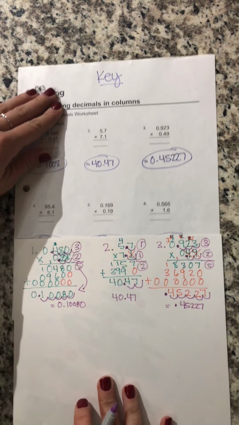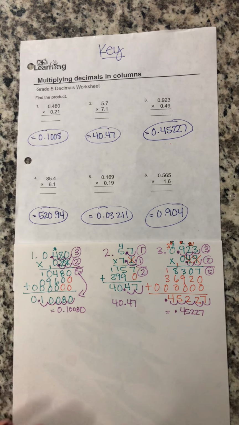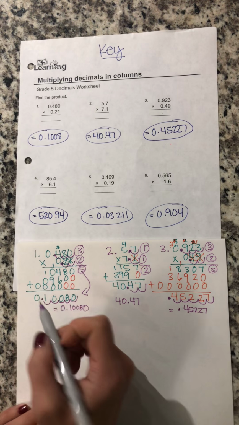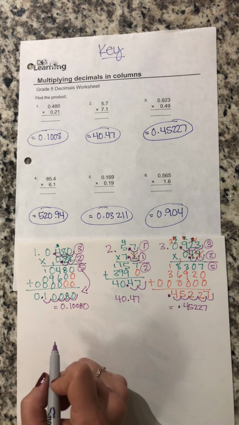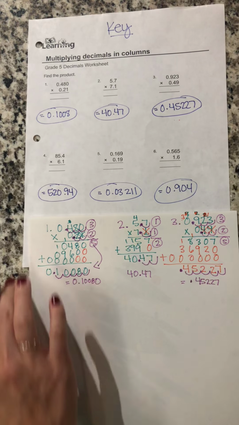Okay, moving down. Number 4, that should have been your answer. If it was not, we are going to do it together very quickly.